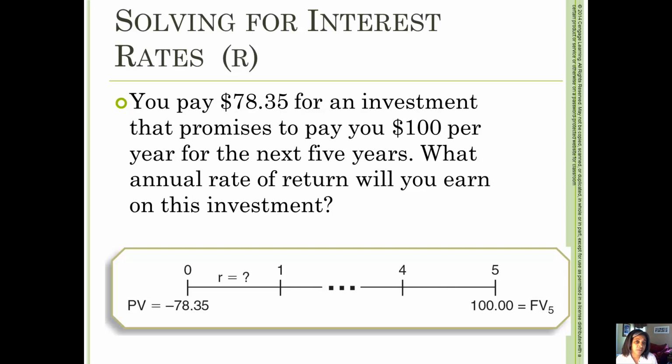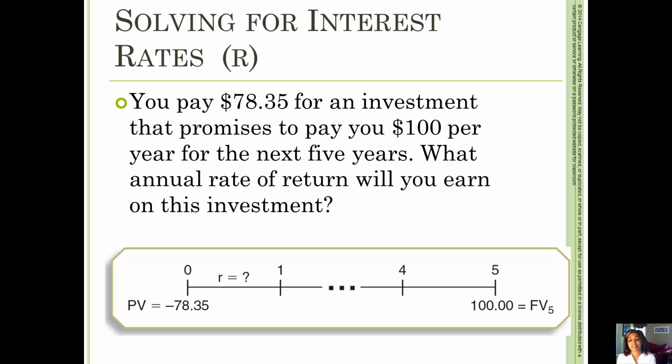Now let's take a look at solving for interest rate and number of periods. In this example, we're going to solve for interest rate. Let's say that you pay $78.35 for an investment that promises to pay you $100 per year for the next 5 years. What annual rate of return will you earn on this investment?